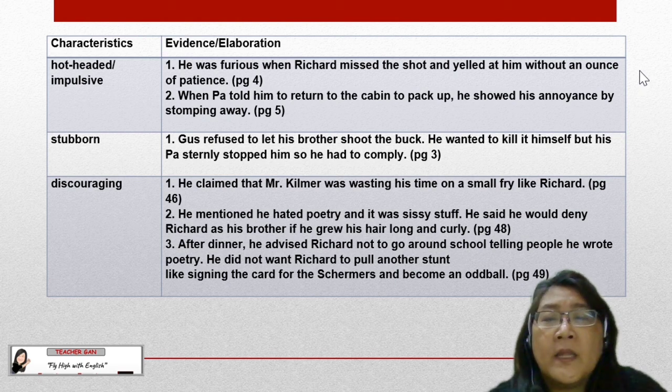Discouraging. He claimed that Mr. Kilmer was wasting his time on a small fry like Richard. He mentioned he hated poetry and it was sissy stuff. He said he would deny Richard as his brother if he grew his hair long and curly. After dinner, he advised Richard not to go around school telling people he wrote poetry. He did not want Richard to pull another stunt like signing the card for the Schroemers and become an oddball.